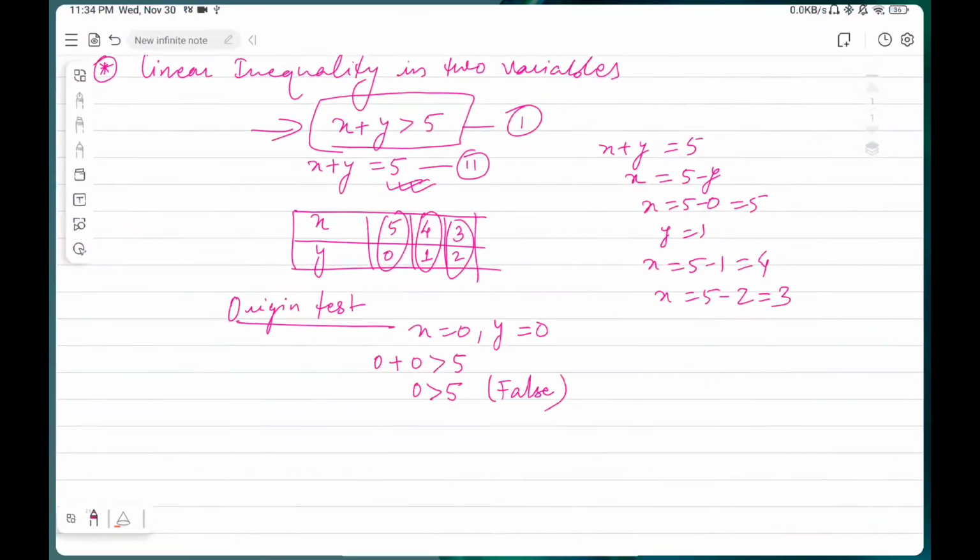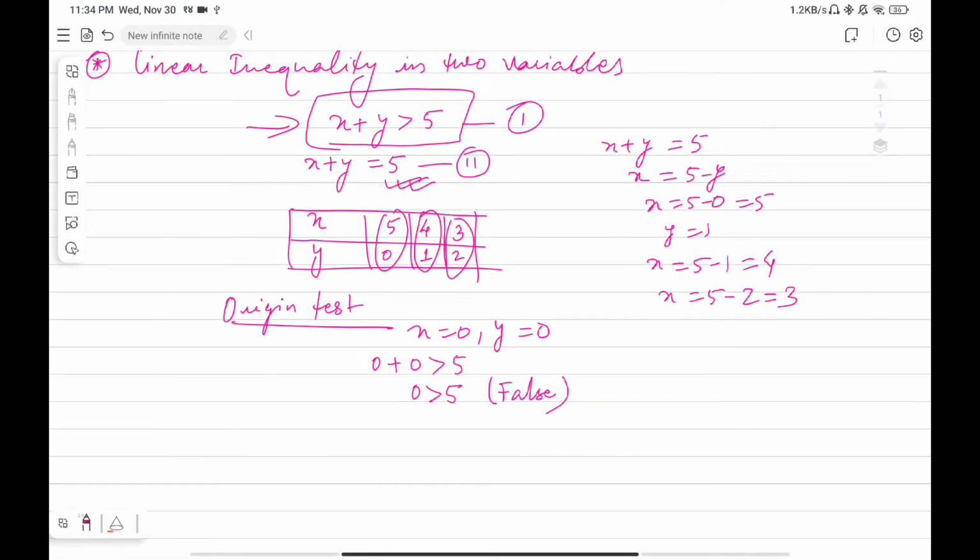So whenever we come across a linear inequality in two variables, first we write down the boundary line equation, and after that we find at least 2 points. We draw the boundary line and then we do the origin test. If the origin test is true, we include the origin while shading. If the origin test is false, then we shade the other part where there is no origin. So this is how we plot the information given by the linear inequality in two variables.